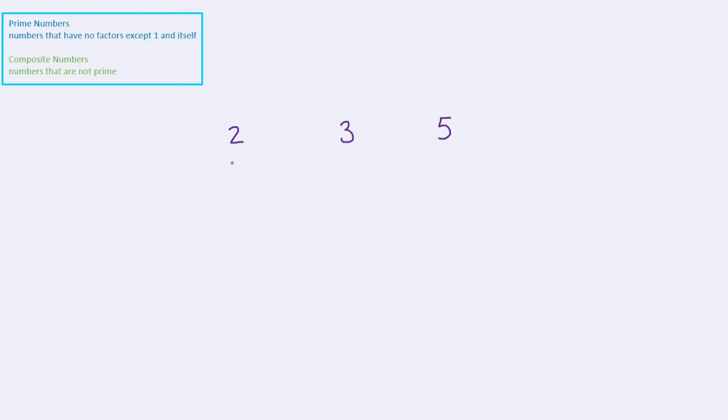I'll give you a minute to think about it. Can you divide them into a smaller number? 2 can only be divided by 1 and 2. So, by the definition of a prime number, it's prime. The same thing with 3. 3 is only divisible by 3 and 1. Finally, the same thing is true with 5. So they're all prime. These three numbers are very useful for determining if a bigger number is prime or composite.